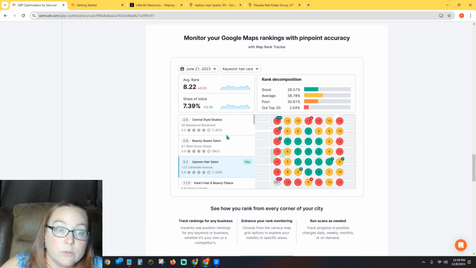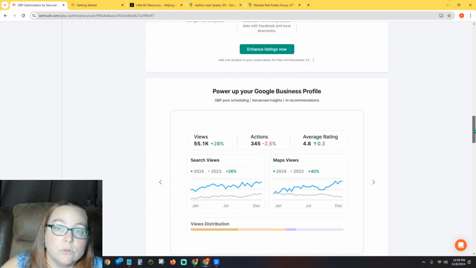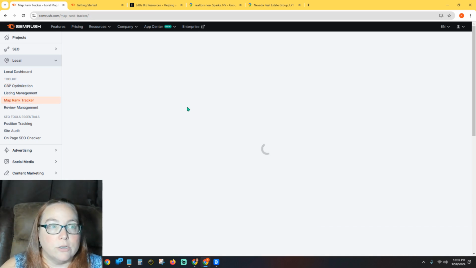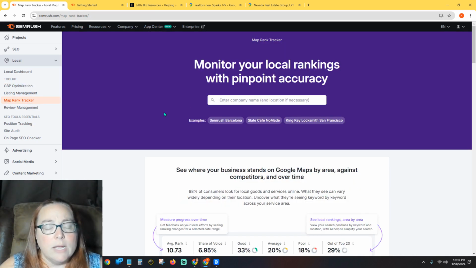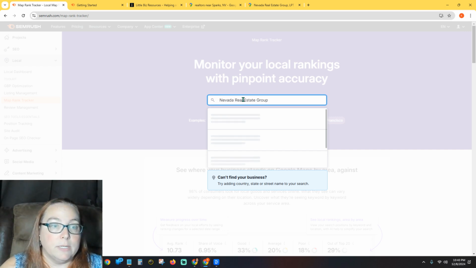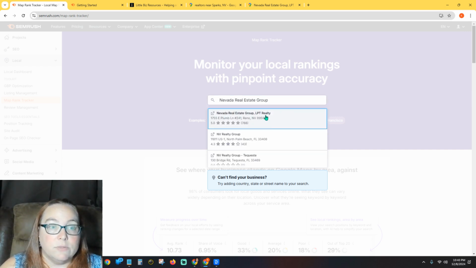But let me scroll up. We're going to look at this one here in just a second. So I'm going to scroll up really fast. And we're going to look at, so this is listing management. That's the one we talked about. You have to upgrade. And we're going to do map rank tracker. Now, I could have just clicked on that one, but I want to show you how to do it from here too. So we're going to do the exact same one. We're going to find the same company. Give it a second. That's it right here.